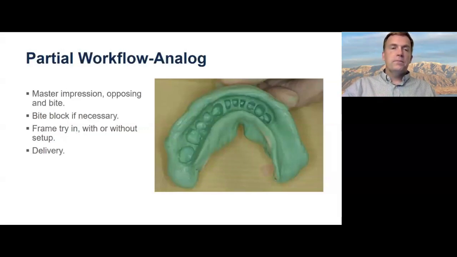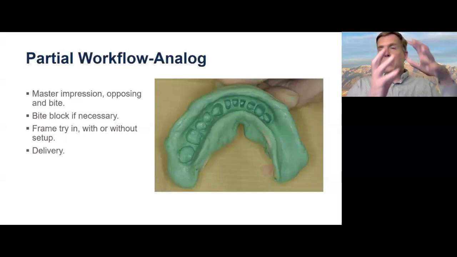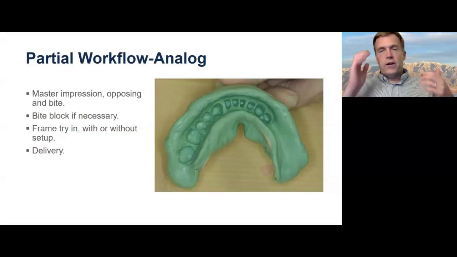Most of the time, for a Class 1 case, you're not going to be able to get a good articulation with the models. So the laboratory will send you a bite block. Appointment number 2 is going to be taking the bite. Appointment number 3, usually you do your frame try-in with teeth on it. If you want, sometimes you can go to process.